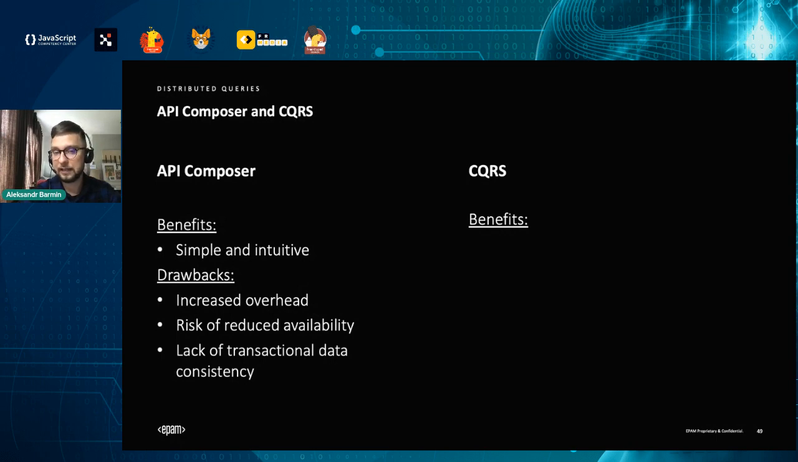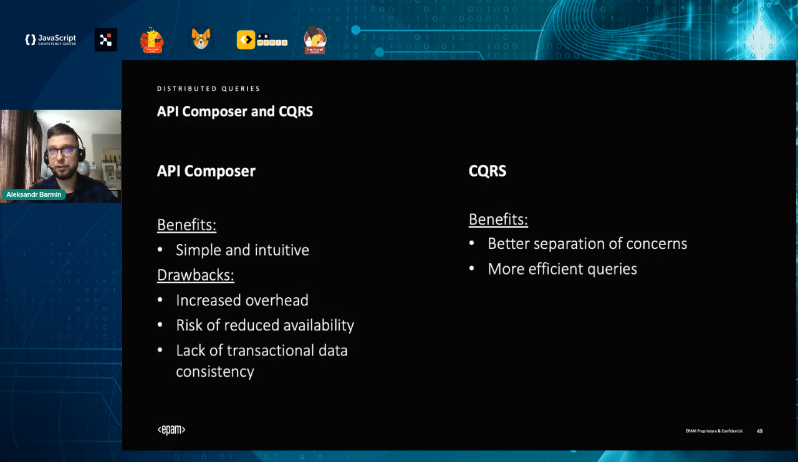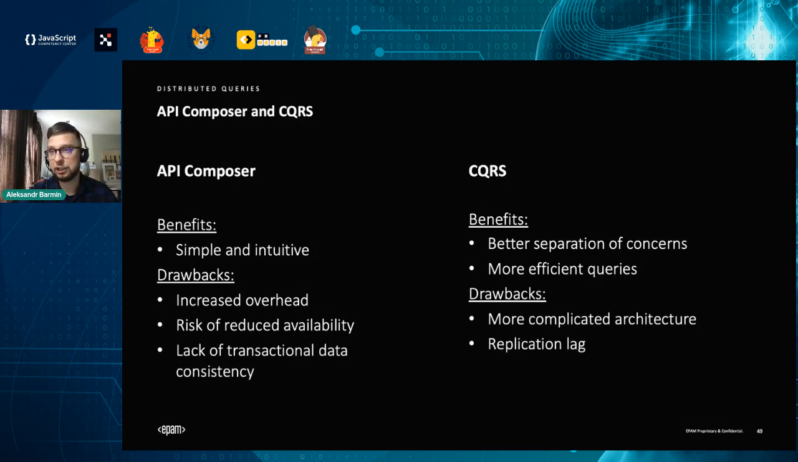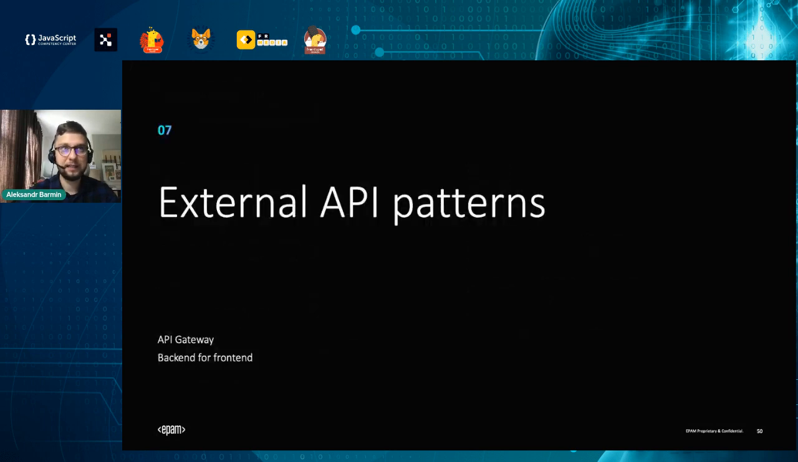CQRS, on the other hand, when we're separating our queries from commands, allows us to have a better separation of concerns. We can have more efficient queries because, let's say, Elastic is much better at queries than Postgres, for example, but still it has significant drawbacks because we're introducing an additional database into our application and we may have a replication lag. So what else I wanted to tell you today is a little about external API patterns.